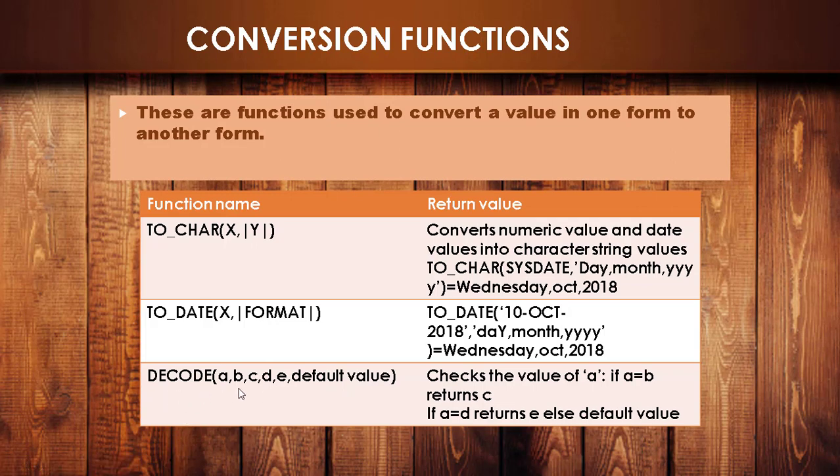The last function is decode, that is a, b, c, d, e or default value. It will check the value of a. If a is equal to b, then it will return c. If a is equal to d, it will return e, or it will return the default value. So these are the different conversion functions in single row functions.